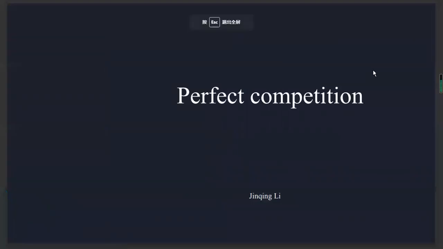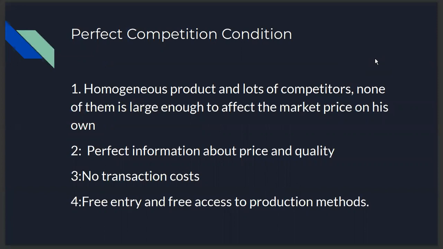Good morning, everyone. Today, my topic is perfect competition. There are 4 conditions of perfect competition. The first one is a homogeneous product and a lot of competitors. None of them is large enough to affect the market price on its own.